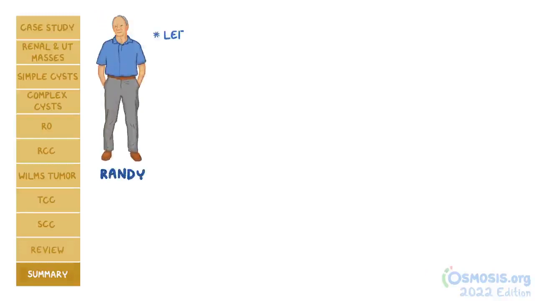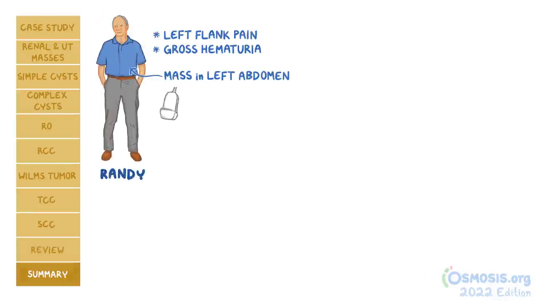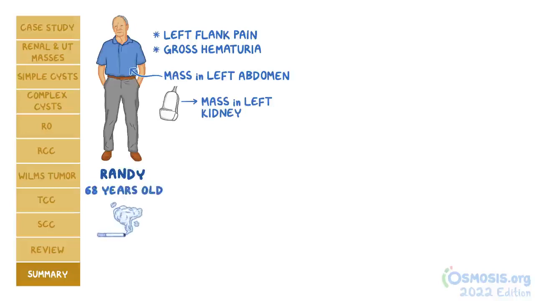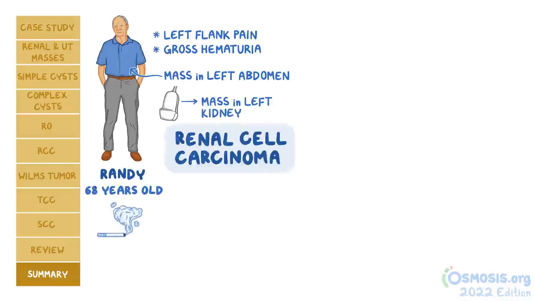Now back to our cases. Randy came in with left flank pain and gross hematuria, and there was also a palpable mass in his abdomen. The ultrasound showed a mass in his left kidney. Now, considering his age and the fact that he is also a smoker, it's likely that Randy has renal cell carcinoma. But first, a CT scan of the abdomen and the chest should be done to detect any tumors and metastasis.